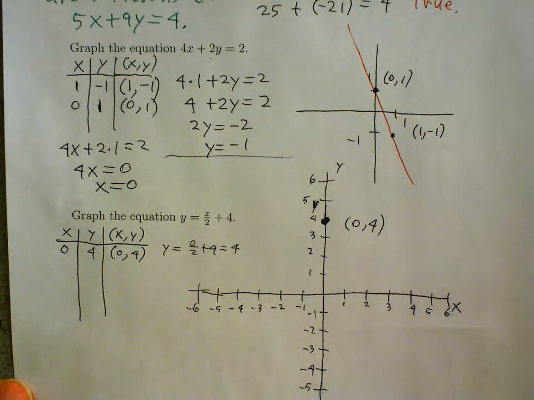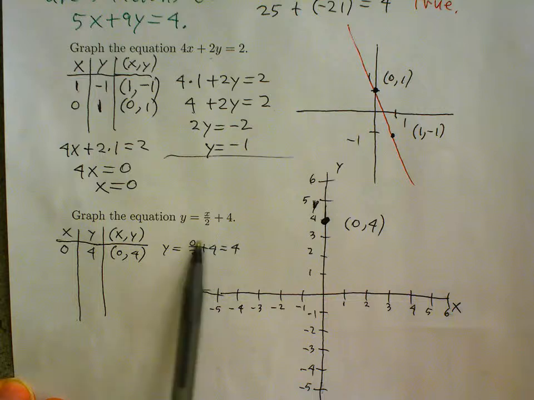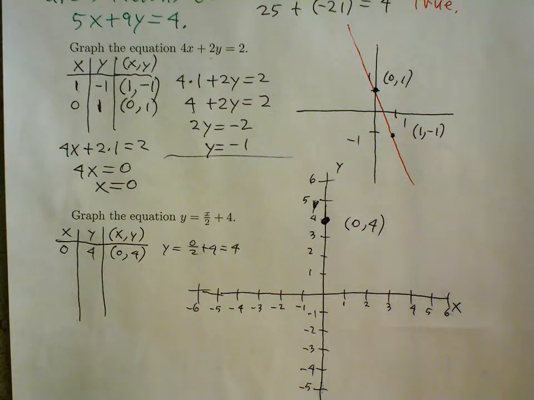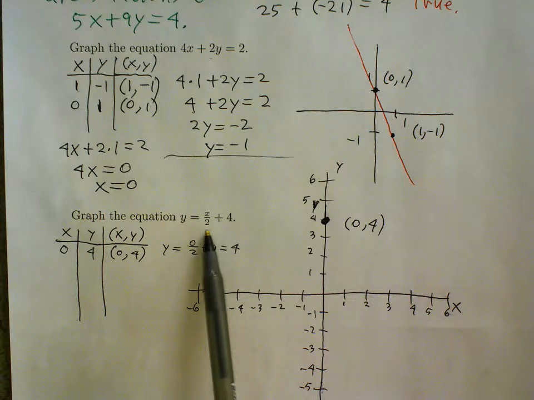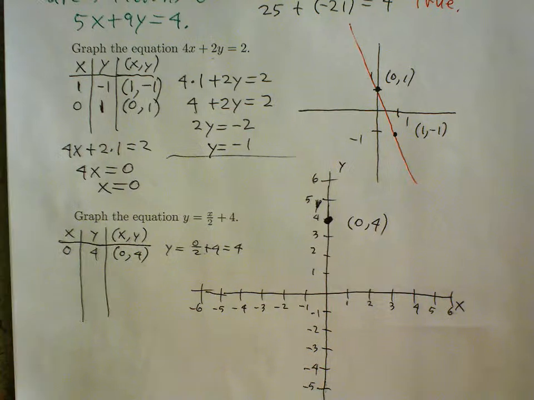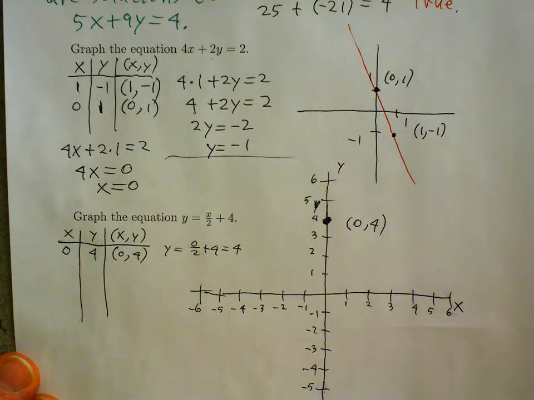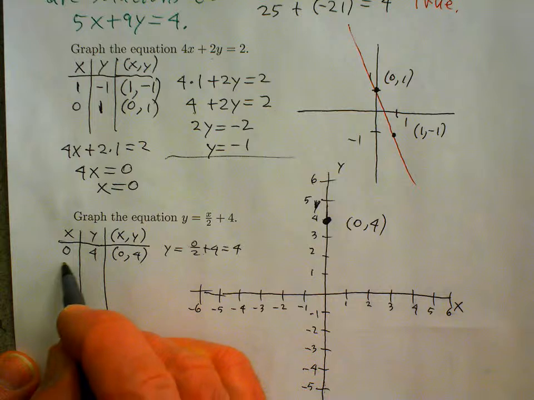Another ordered pair, a strategic move. Notice we have x divided by 2. So if I pick x to be a multiple of 2, it makes the arithmetic easier. The positive multiples of 2 are 2, 4, 6, 8, 10, and so on. The negative multiples of 2 are negative 2, negative 4, negative 6, and so on. The one suggested online is to pick x to be 2.